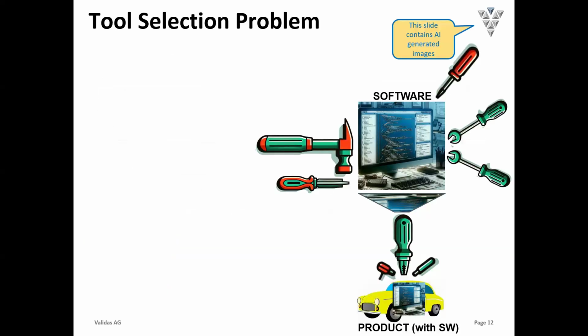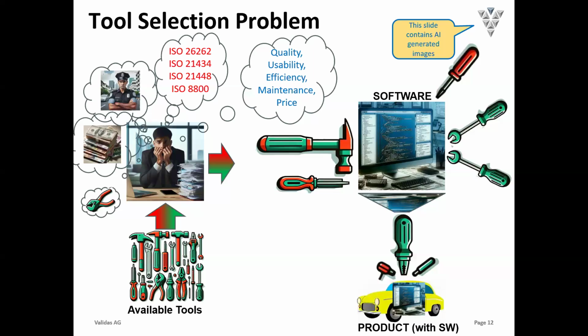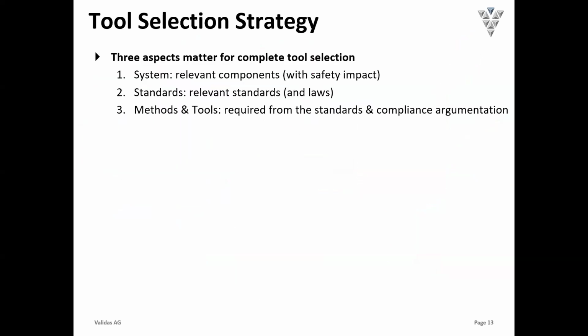And the answer is simple. Well, first, let me state the problem. So the problem is, which tools do we need to select? So we want to build software. And yeah, there are many tools. Some of them are critical, the red ones, the green ones are less critical. And how shall we define it? And there are many safety standards around. And there's quality, there's efficiency, there's price. So how shall we do this? This is a tool selection problem. And the answer is quite easy.